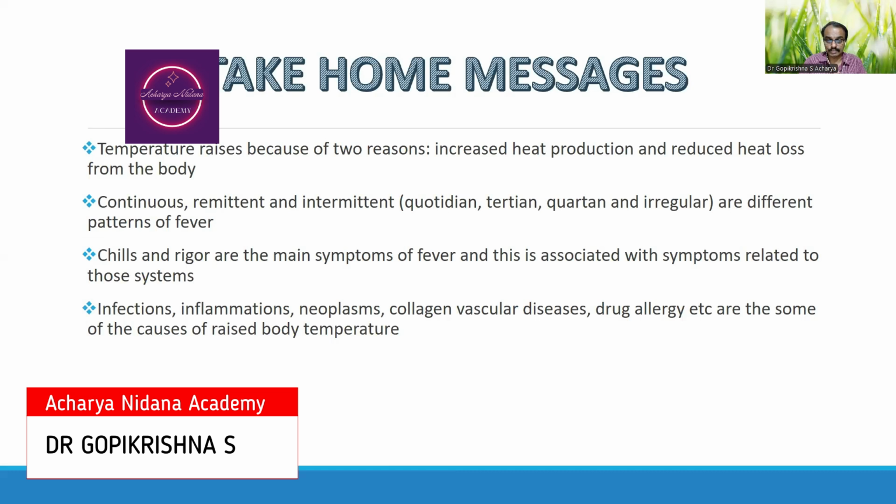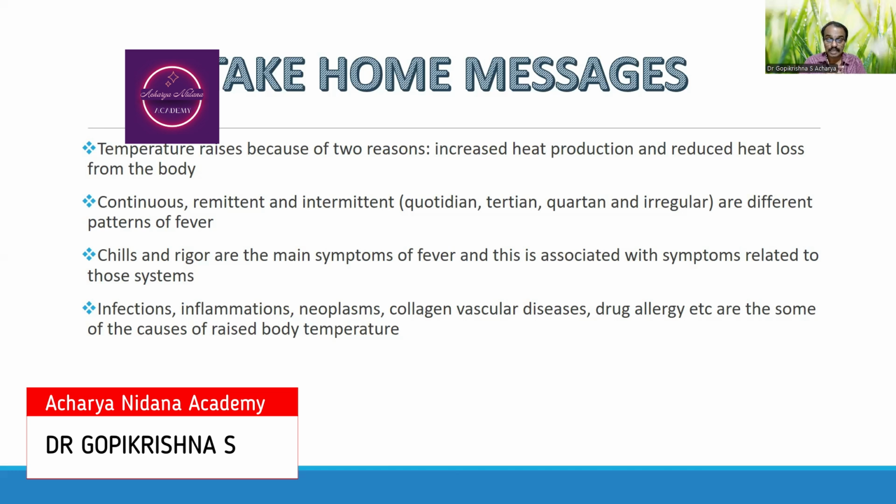Take-home messages from today's discussion. Temperature may rise because of two reasons: either increased heat production or reduced heat loss from the body. Continuous, remittent, and intermittent are the different types of fever, wherein quotidian is an intermittent fever which occurs daily, tertian fever occurs on every alternate day, quartan fever occurs on every fourth day, and irregular fever does not follow any of these patterns. These are the different types of fever.